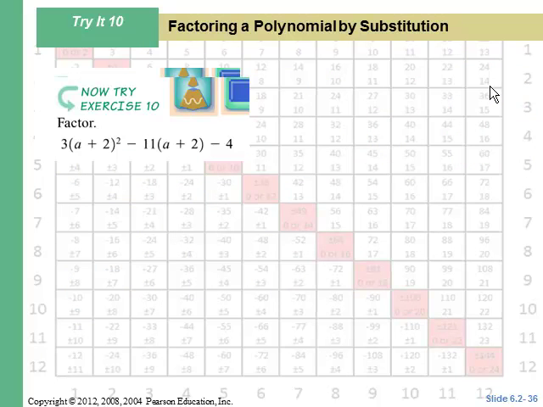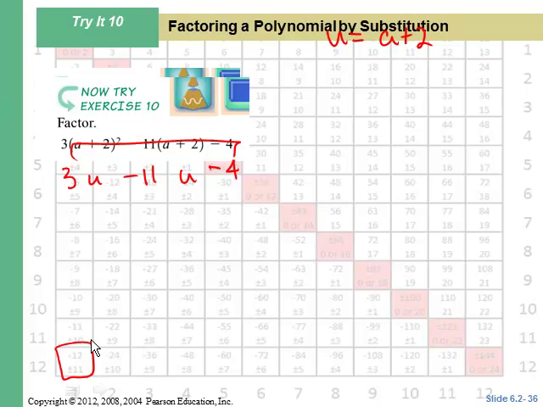Okay, you do this one. So the first thing to do is to say u equals a plus 2. So then we have 3u squared minus 11u minus 4. What two numbers multiplied equal negative 12 and are 11 apart? There they are, 12 and 1. So minus 12u plus u.